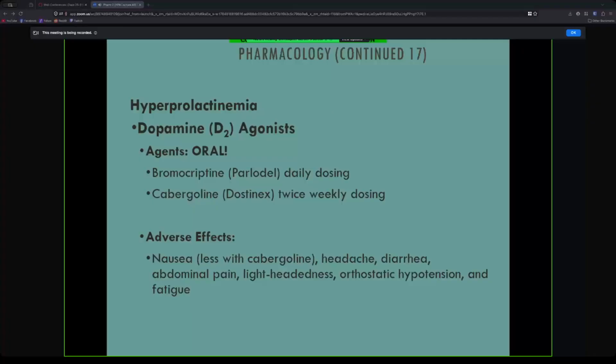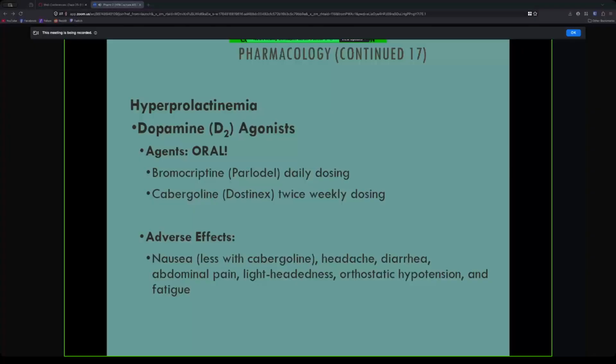So it's generally preferred, and you need to make that distinction, that cabergoline is generally preferred, because of that and the adverse effects. Across both medications, adverse effects are going to be nausea, headache, diarrhea, abdominal pain. But not only does cabergoline have that longer half-life, the nausea is much less with cabergoline versus Parlodel, the bromocriptine. So make sure you're making that distinction between the two different D2 agonists. And then the rest of the adverse effects are listed there for you.